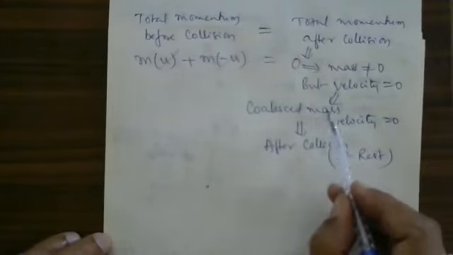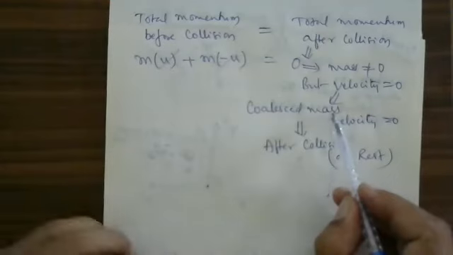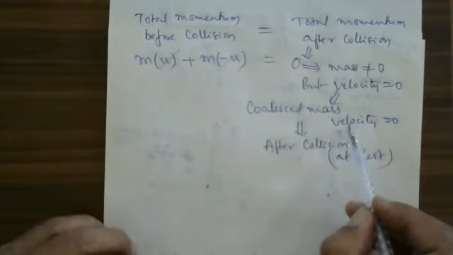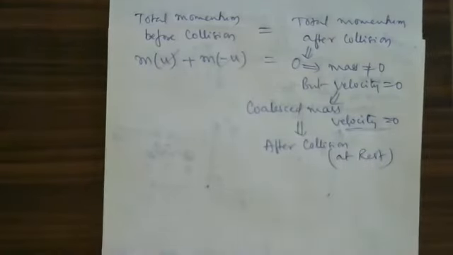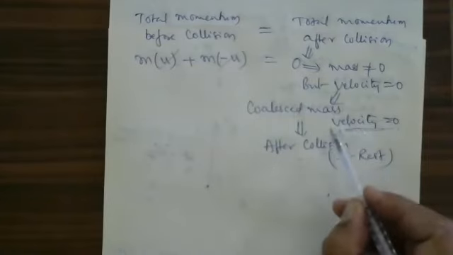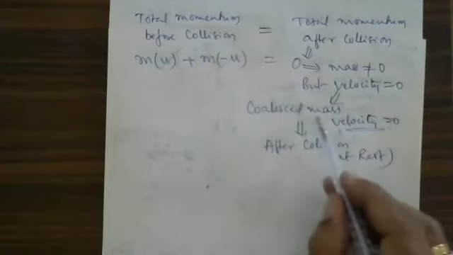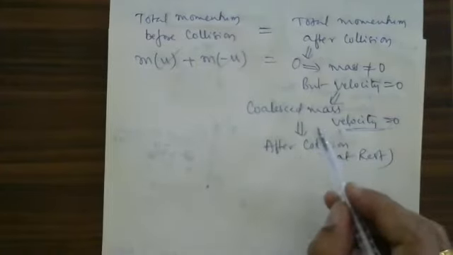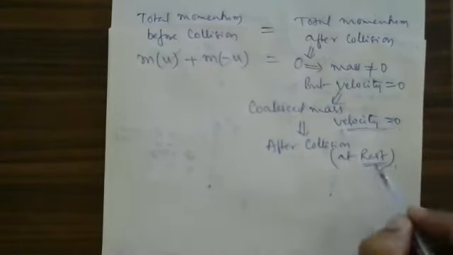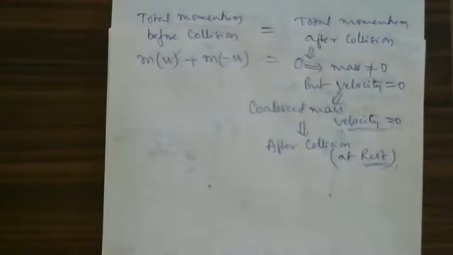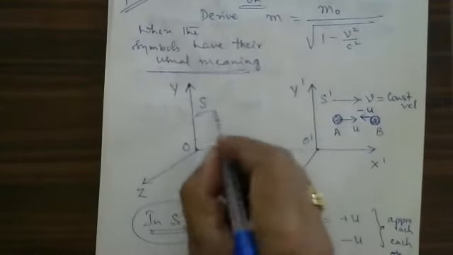The coalesced mass, once they join together, the total mass is not moving now; the total mass is said to be at rest, and the total velocity is equal to 0. The coalesced mass is something, but the coalesced mass velocity is equal to 0. After collision, the total mass is present, but the whole body is said to be at rest. After collision, the body remains at rest here. This is the concept. Now we are supposed to take up the frame of reference S here.